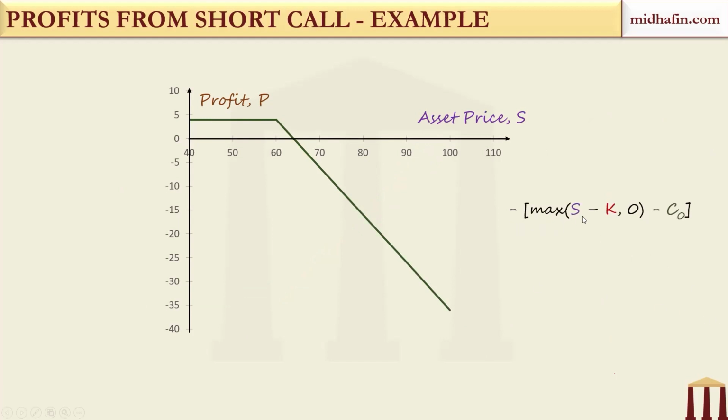Long call profit was max of S minus K or 0, minus the call option price. You simply add a negative sign. That becomes it. Or in other words, C naught, or you can say the option premium, minus max of S minus K or 0.